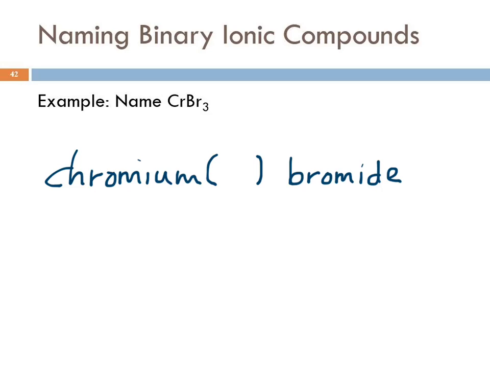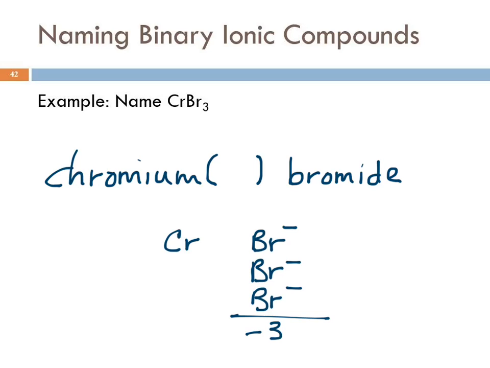Now we have to figure out what the Roman numeral is. We do this by looking at the charge on the anion and the relative numbers. I'll do it down here. So here we have chromium. We don't know what the charge is. And we've got bromide. What's the charge on that? -1. How many bromides are there? There's 3. So what's the total negative charge? -3. The total positive charge has to equal the total negative charge, right? So the total positive charge must be +3.